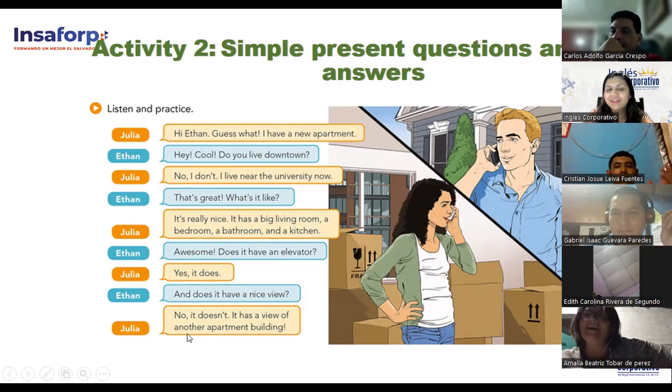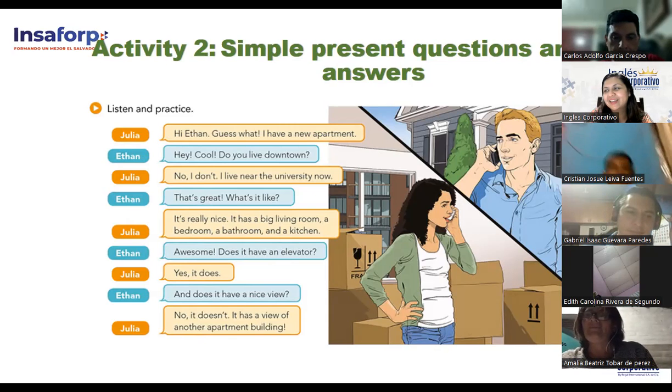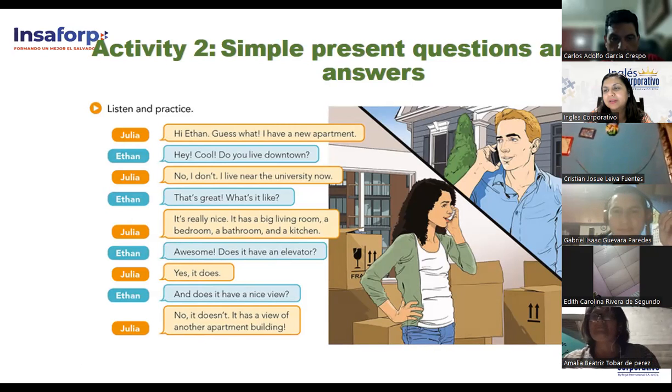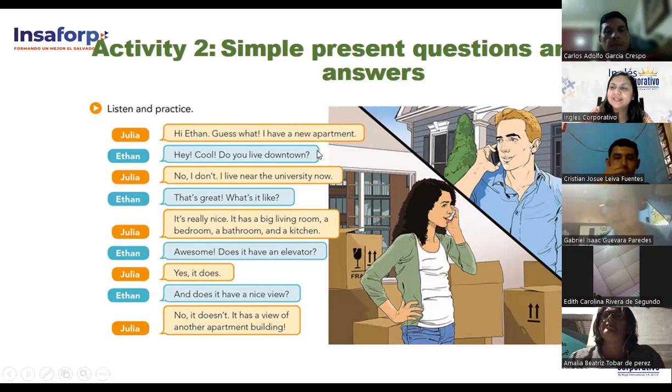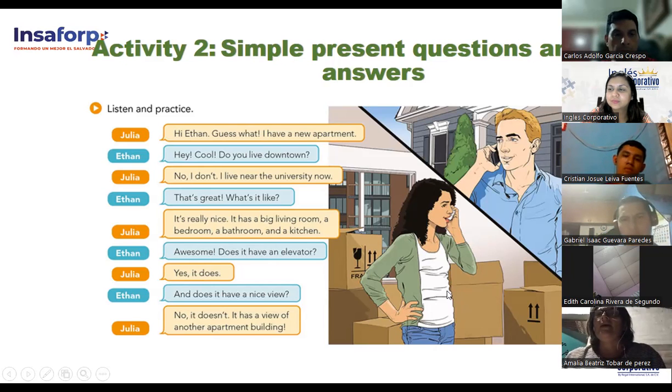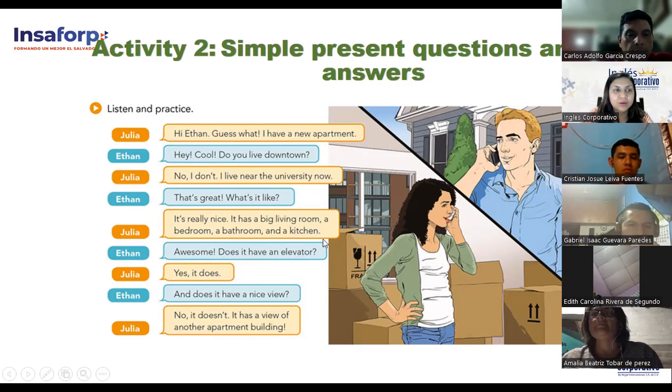Okay, thank you so much, Amalia and Gabriel. So she's talking about her new apartment. Where is her new apartment? Near the university. It's near the university. And what's it like? What's her new apartment like? It's really nice.